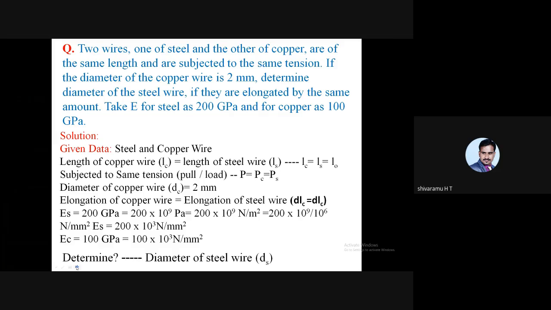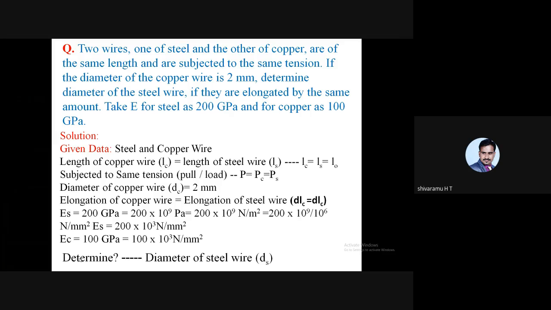So first I'm going to discuss a problem on two wires, one of steel and the other of copper, are of the same length and are subjected to the same tension. If the diameter of the copper wire is 2 millimeter, determine diameter of the steel wire if they are elongated by the same amount. Take E indicating Young's modulus for steel as 200 gigapascal and for copper as 100 gigapascal.